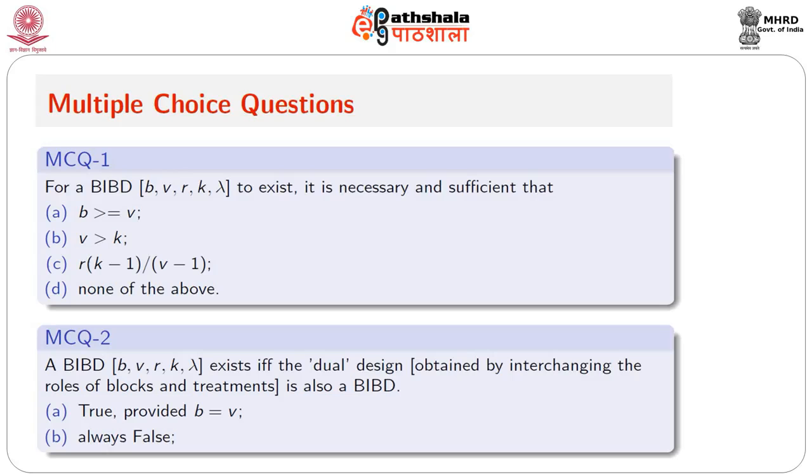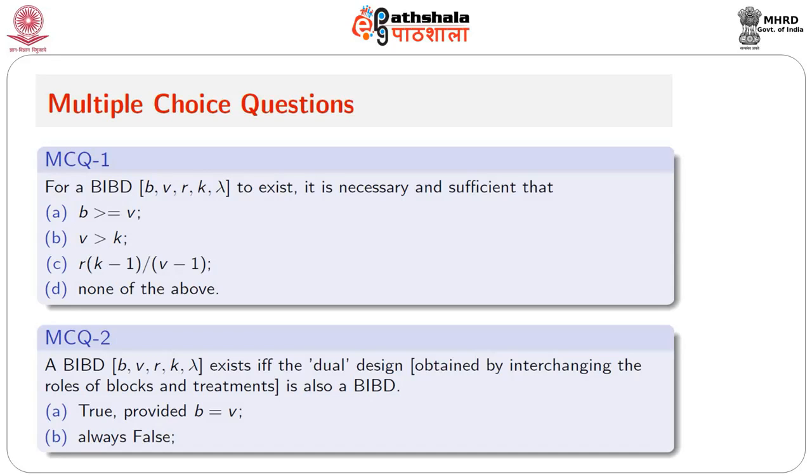The next one is, a BIBD with parameters B, V, R, K, lambda exists if and only if the dual design, which is obtained by interchanging the roles of blocks and treatments, is also a BIBD. And the two options are: the statement is true provided B is equal to V, and the second one is, it is always false. That's an interesting problem. So let's see, you are given a BIBD. And then you interchange the roles of blocks and treatments and you come up with another design. That derived design will also be a BIBD provided this thing happens.